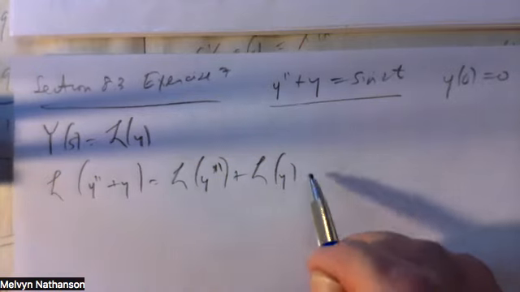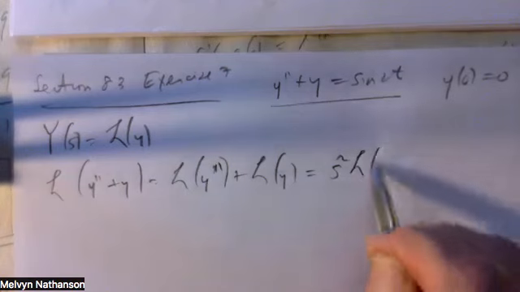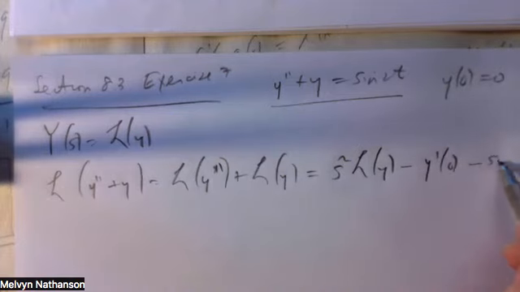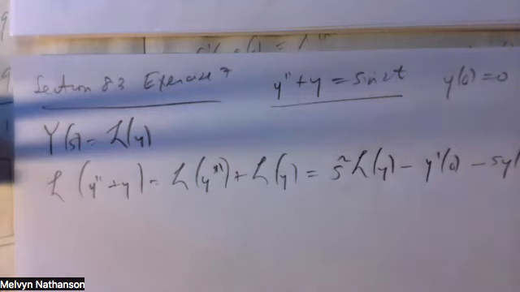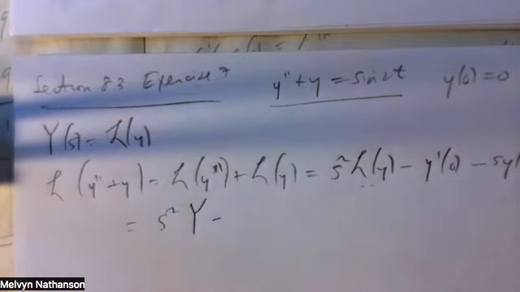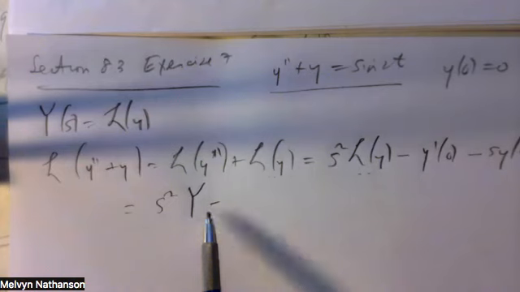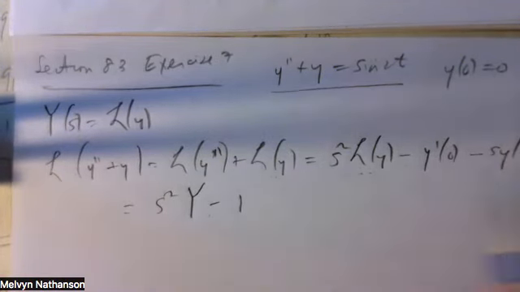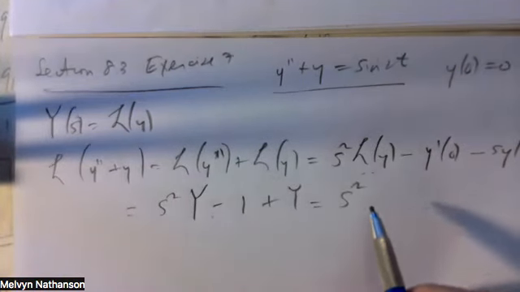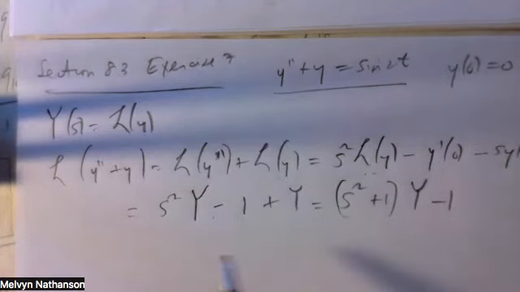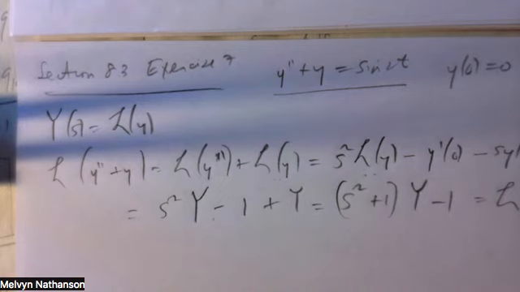The Laplace transform of the second derivative of y is s squared times the Laplace transform of y minus y prime at 0 minus s times y of 0. So this is s squared times Y, the Laplace transform of y, plus the Laplace transform of y, plus Y. So we have s squared Y minus y prime of 0, which is 1, minus s times y of 0, which is 0, plus Y. So that's s squared plus 1 times Y minus 1. And this is all equal to the Laplace transform of the sine of 2t.